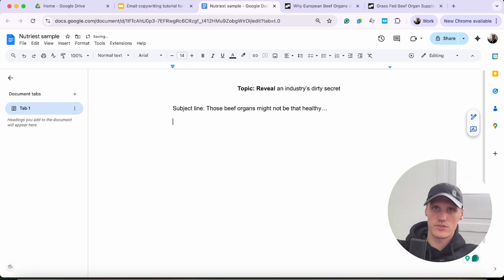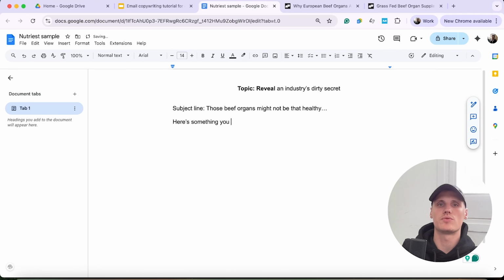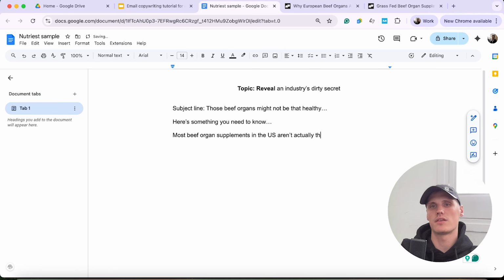And here, the first sentence or first few sentences of the email is sort of called a hook. What I could say here is: here's something you need to know. And here is where I deliver the main hook, where I open up a loop. So, most beef organ supplements in the US aren't actually that healthy.